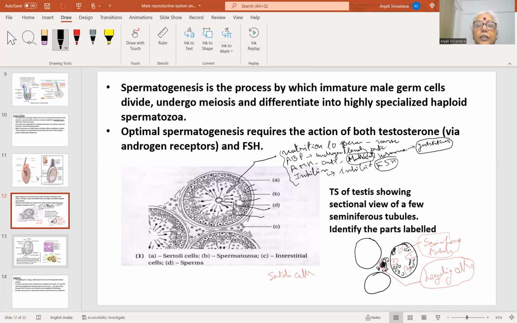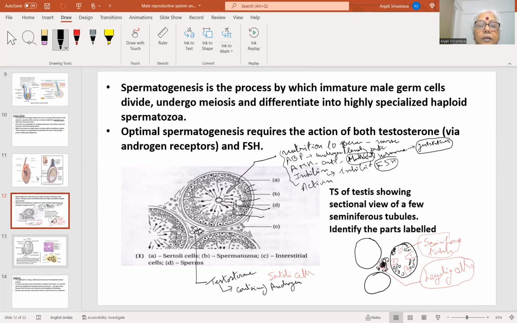The hormone needed for the production of spermatozoa is produced by these Leydig cells. These Leydig cells, or interstitial cells, produce testosterone, the important male hormone containing androgen. And to activate this testosterone, these Sertoli cells also produce activin.